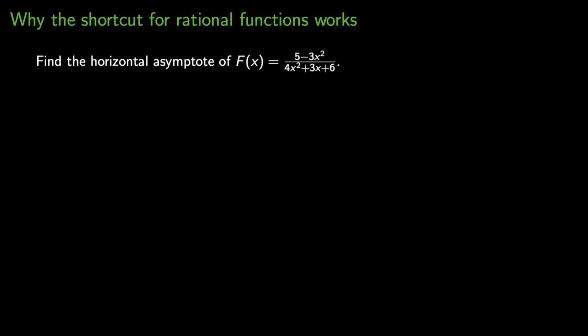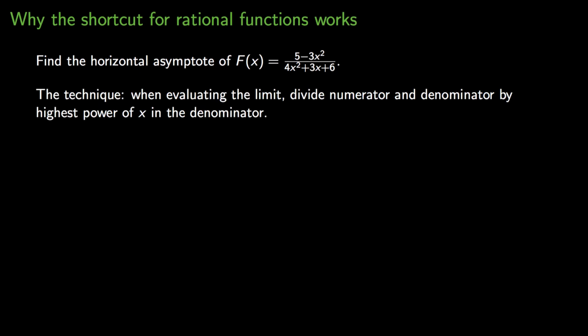So I want to find the horizontal asymptote of this rational function. I have one quadratic over another quadratic. And if you're using the theorem that we just talked about, you may be able to tell already that the horizontal asymptote should be at -3/4. But here's what we do if we want to prove this using limits. And we do need to prove this using limits.